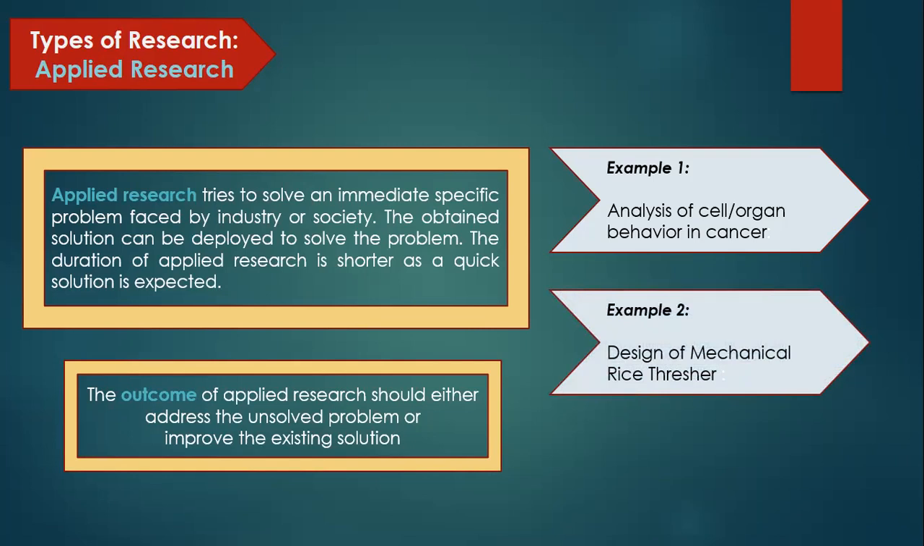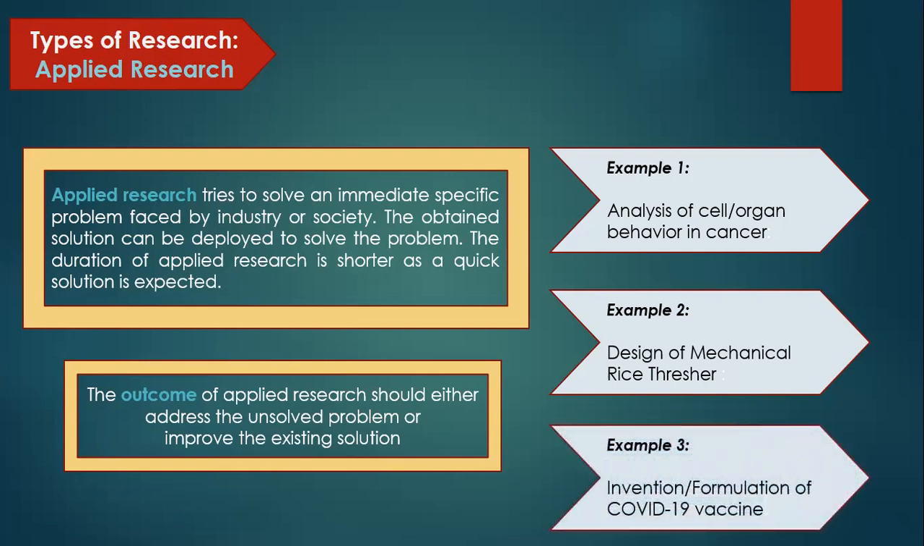Another example is design specifically for agricultural engineering. Design of a mechanical rice thresher. Why has the rice thresher been studied and invented? Because a thresher can harvest the rice from its stalk, so the rice stalk will be separated from the grain. That's the main reason why the rice thresher was invented. So there was a problem that was being answered or solved during the invention of the rice thresher. You have solved a certain issue or problem in a community or in a certain group of people. That's applied research.